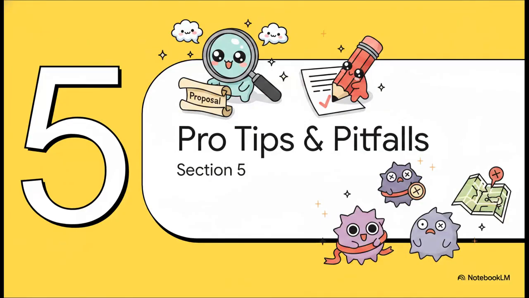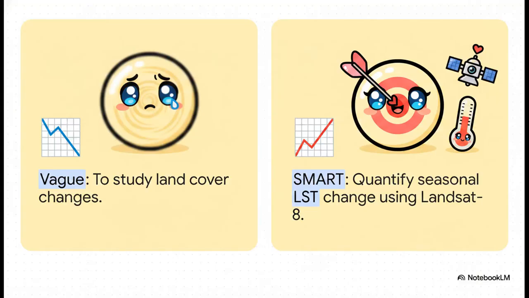And wrapping things up with Section 5, Pro Tips and Pitfalls. Let's talk quality control, because the difference between a passing proposal and a top-tier one usually comes down to avoiding a few specific traps. First up, your objectives. A vague objective is your worst enemy here. Saying to study land cover changes is basically impossible to measure. Instead, you need smart objectives driven by heavy action verbs.